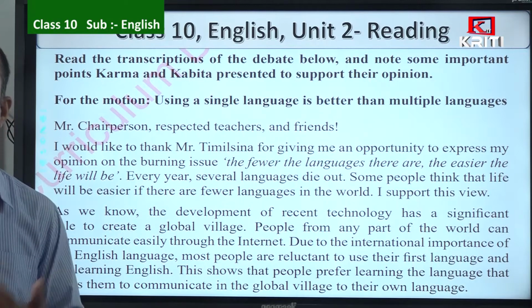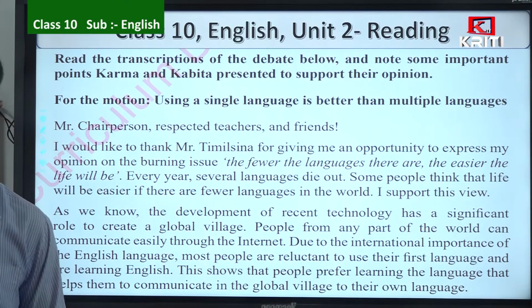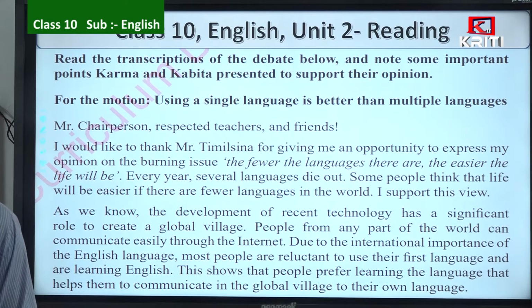Karma says that "I support" means I'm speaking for the motion. He is speaking for the motion. That means he is saying that using a single language is better. You know, using multiple languages is very troublesome.